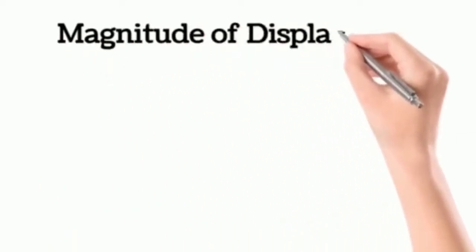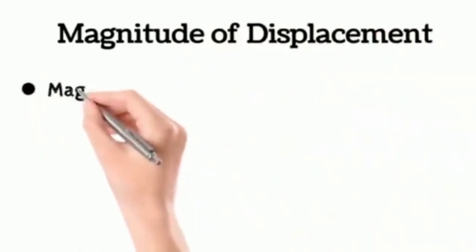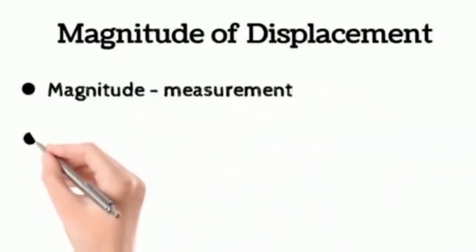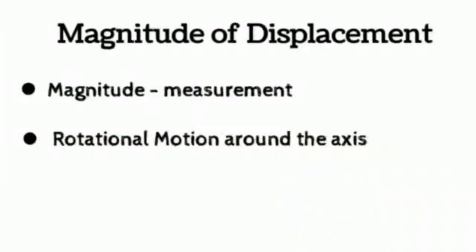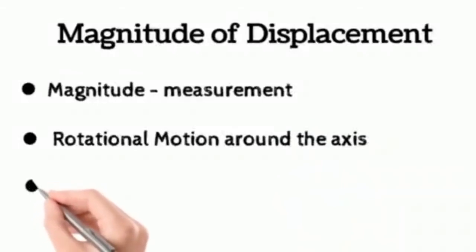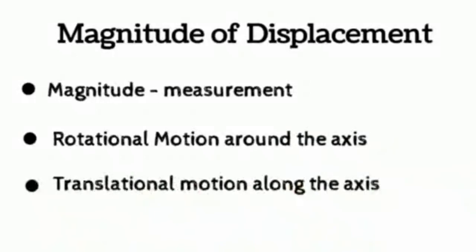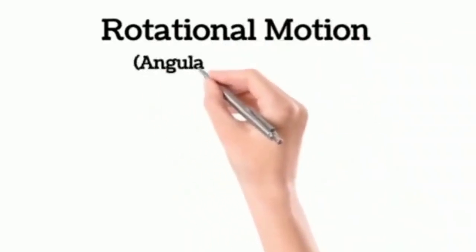Now coming to the magnitude of displacement. Here magnitude is nothing but measurement, meaning how much the displacement has been. So here rotational motion occurs around the axis and translational motion occurs along the axis. Now coming to rotational motion, which is also known as angular displacement.